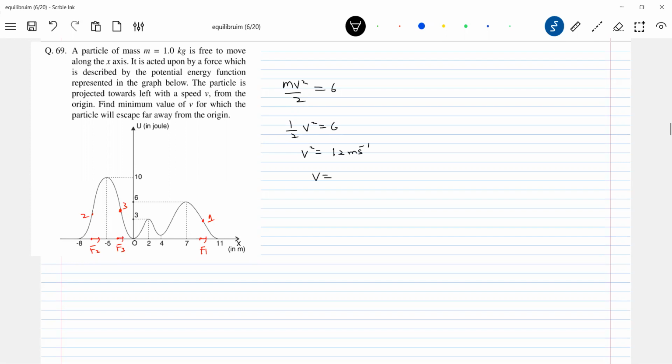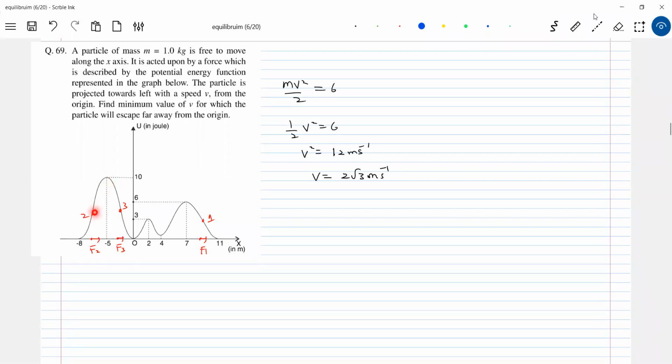So what is the speed? It will be 2 root 3 meter per second. You have to be very careful about small numericals here. Understand. Say if you project with 10 joules, what do you think, will it cross this peak? If you project with 10 joules, it will cross this peak.